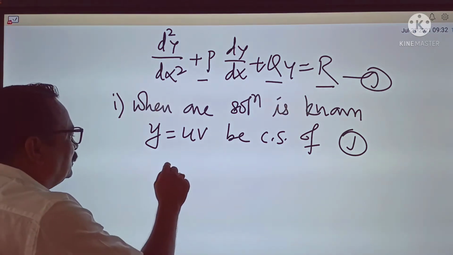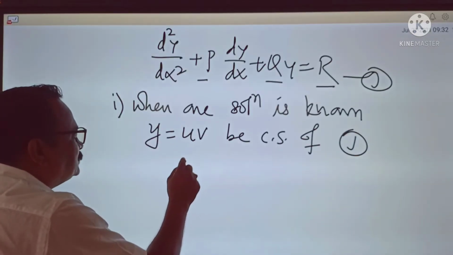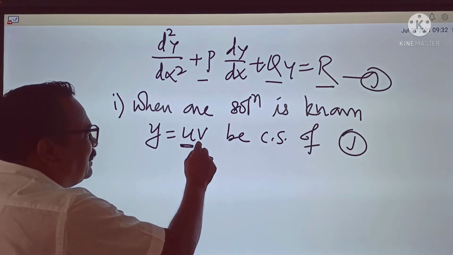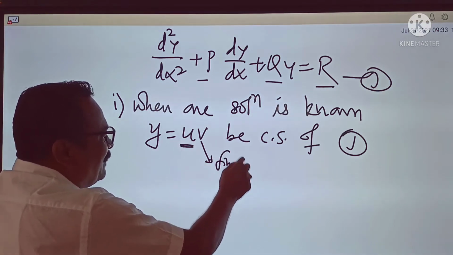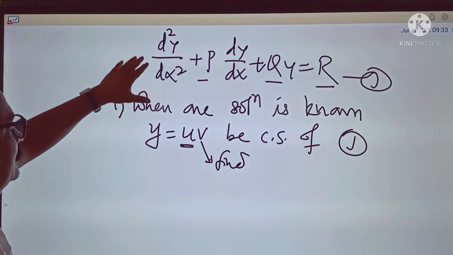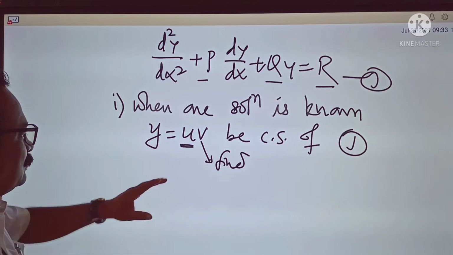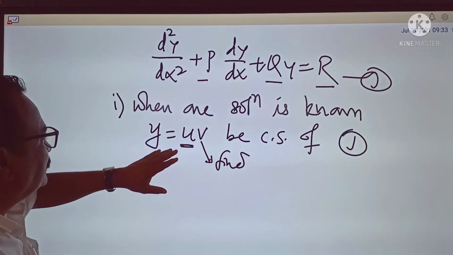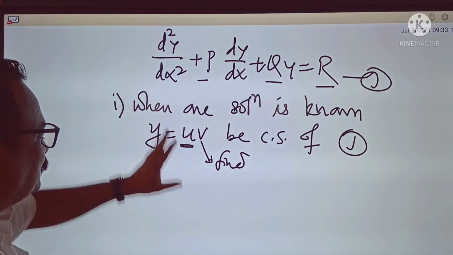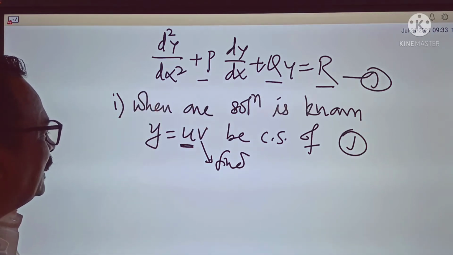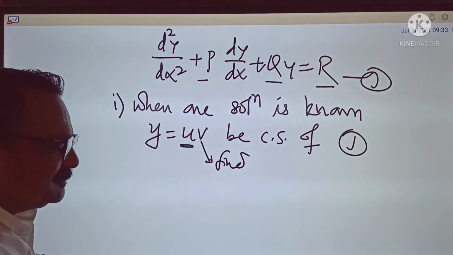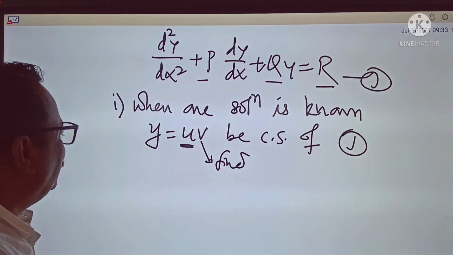When one solution is known, it means we know u and we have to find v. That is, substituting y is equal to uv in this equation: from y is equal to uv, find dy by dx and d2y by dx square and substitute there. Now simplifying, we get the value of v.